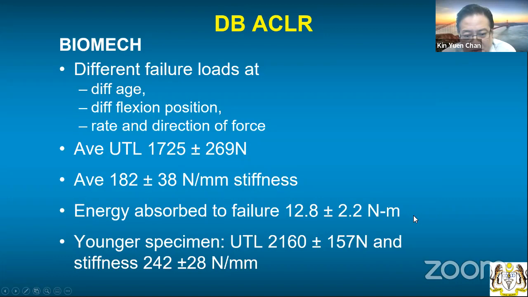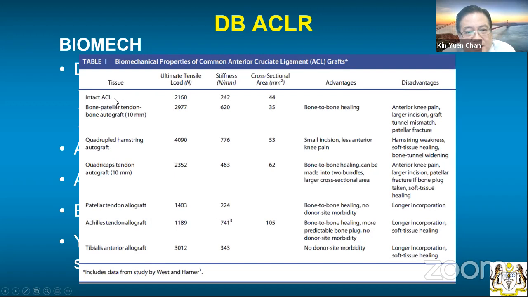Looking at the grafts, in the table of some tensile loading tests on the strength of the grafts, the intact ACL is about 2,160, and the allografts are generally a lot weaker than the original native ACL. A quadruple hamstring tendon autograft is a lot stronger compared to the native ACL, but these are all tested at time zero. So we really don't know what happens when all these grafts mature over time. The quadriceps also has a reasonable tensile strength, nearly matching the native ACL.